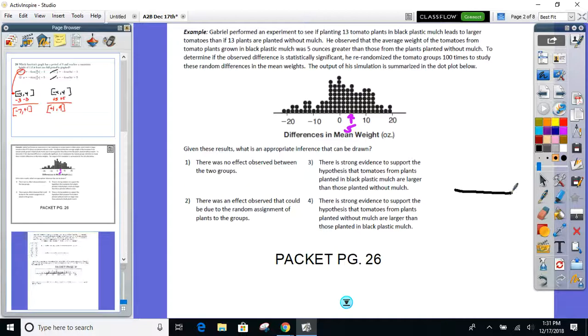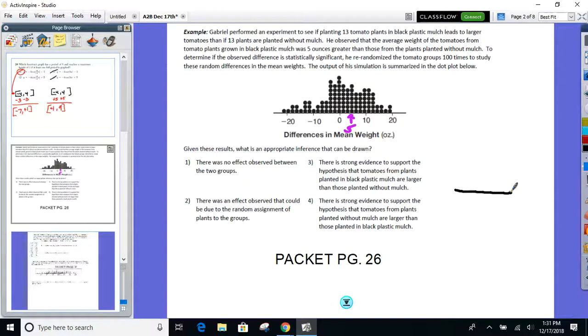Okay, different values you're getting. How many are at or above? I got 41. 41? Okay, 41 out of what? How many times did they do this? 100? Oh, this is an easy one, right?